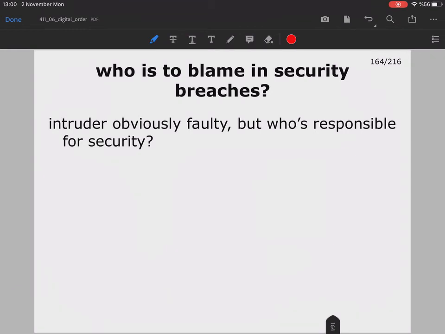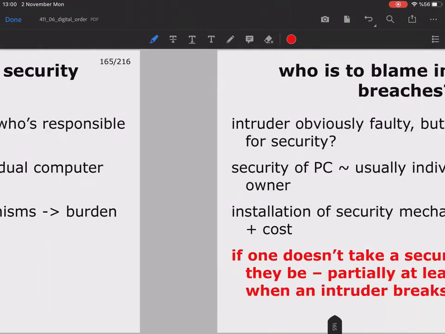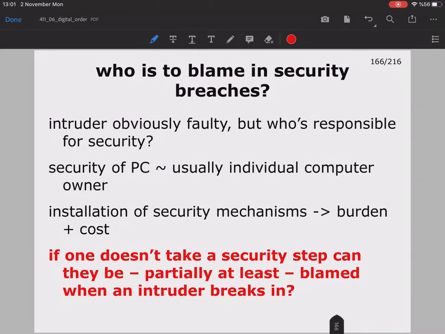So the intruder is obviously at fault in such a breach, but who's responsible for the security of the personal computer? It is usually the individual, the computer owner. It has to be done on the computer, and installation of security mechanisms results in some burden. You need to do something, plus there is some cost you need to pay for those security mechanisms. And if one person doesn't take a security step, can they be at least partially blamed when an intruder breaks in? Think about this question. Pause this video and think about it.